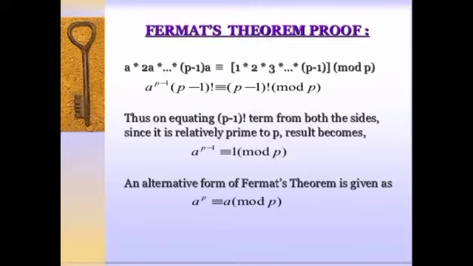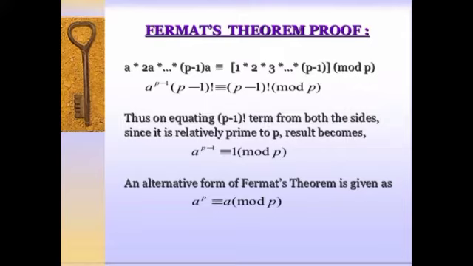So a times 2a times ... times the quantity of p minus 1 times a is congruent to 1 times 2 times 3 times ... times the quantity of p minus 1 mod p. So a raised to the power of p minus 1 times the quantity of p minus 1 factorial is congruent to the quantity of p minus 1 factorial mod p. Thus, equating the quantity of p minus 1 factorial term from both sides, since it is relatively prime to p, the result becomes a raised to the power of p minus 1 congruent to 1 mod p.